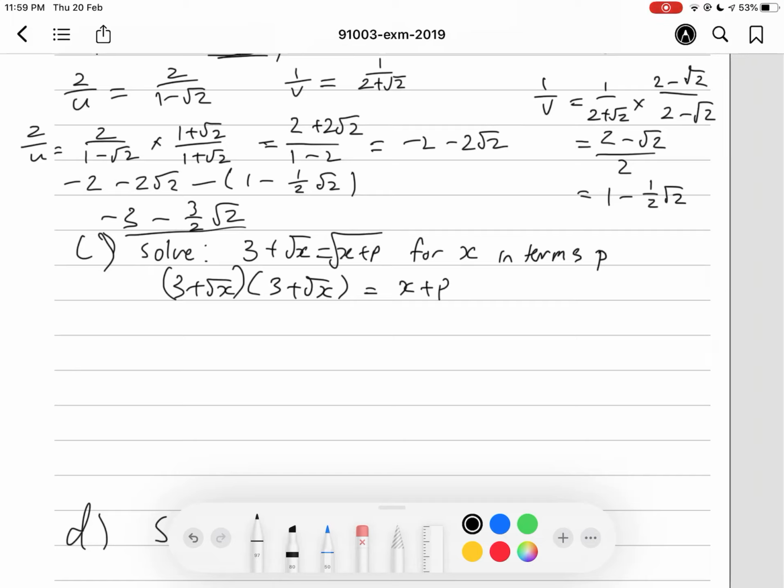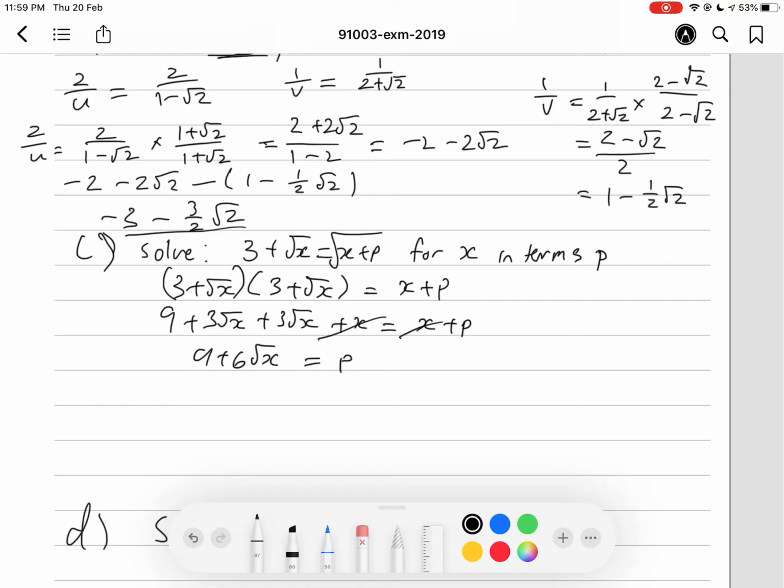If we expand this out, 3 times 3 is 9, 3 times root x is 3 root x, and we have 3 root x on the other side as well, and then plus root x times root x, which is just x, equals x plus p. Now we can see that these two x's cancel out. So you have 9 plus 6 root x equals p, and you're looking for an equation of x in terms of p. The easiest way to do this is to move the 9 to the other side and leave 6 root x by itself.